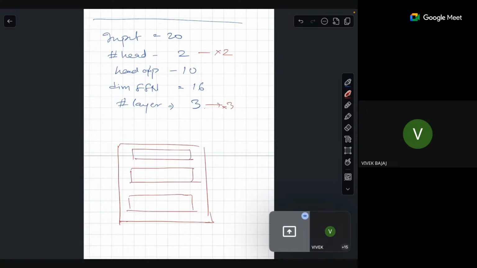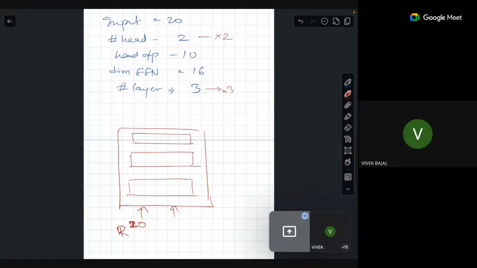For the masked self-attention, I'll do the input times the head output. The input is of dimension 20, so 20 cross 10 cross 3, because I'll be taking care of those 3: W query, W key, W value. The only thing here, sir, is that because there are 2 heads, should it be 20 into 10 or 20 into 5?